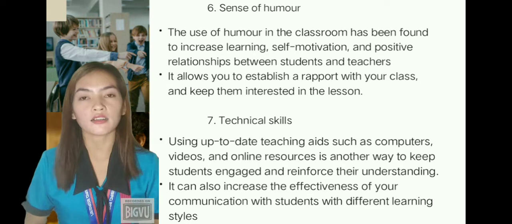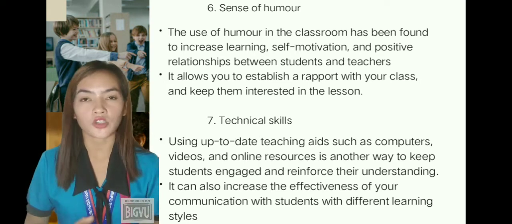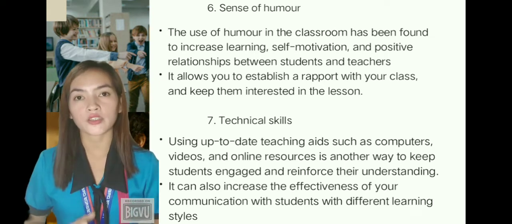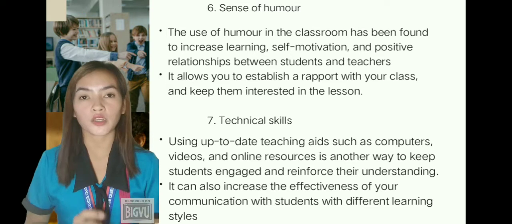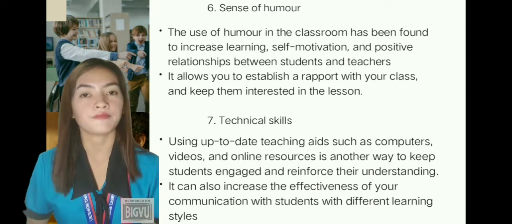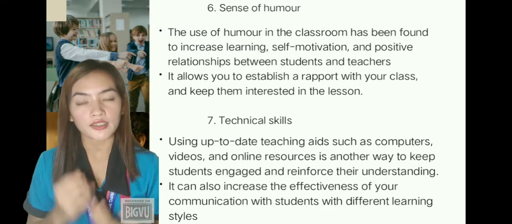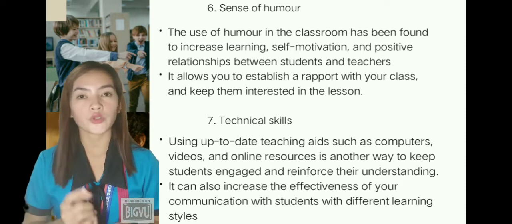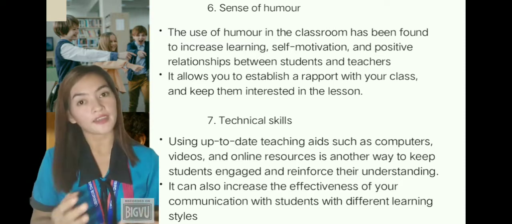Technical skills. Using up-to-date teaching aids such as computers, videos, online resources is another way to keep students engaged and reinforce their understanding. It can also increase the effectiveness of your communication with your students with different learning styles.